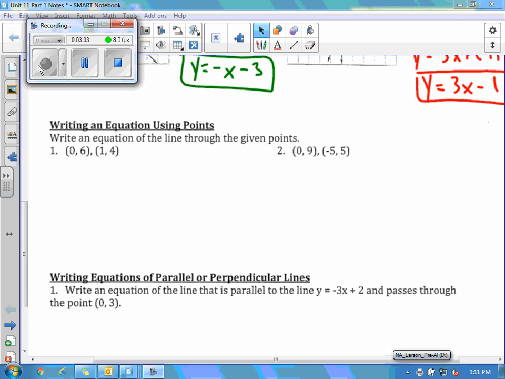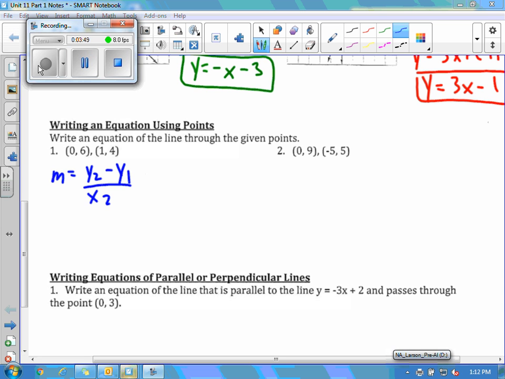Alright, next up we're going to look at how to write an equation when we're given 2 points. It says write an equation of the line through the given points. Again, we need a slope and we need the y-intercept. Since we don't have a graph for the slope, we're going to have to use y2 minus y1 over x2 minus x1. So when I plug those in, I'm going to do 4 minus 6 over 1 minus 0, which is -2 over 1. So my slope is going to be -2.